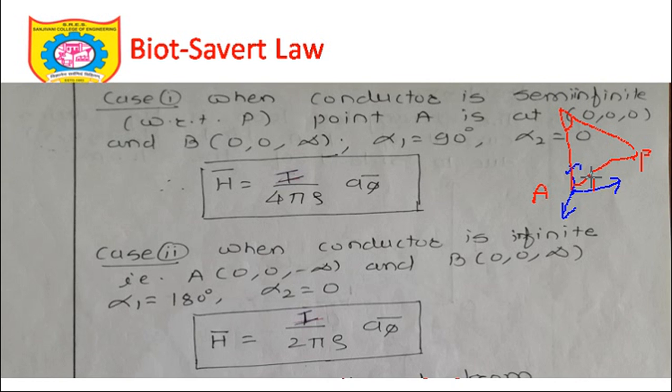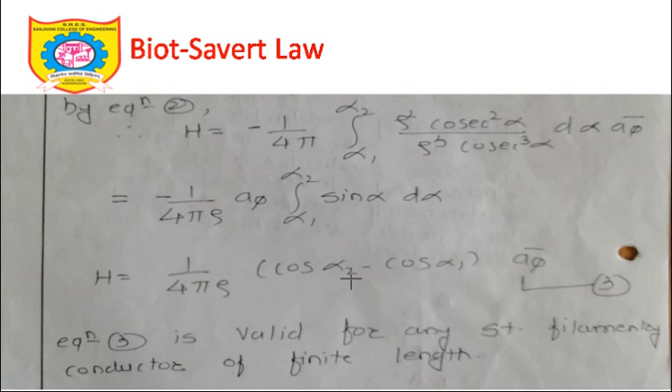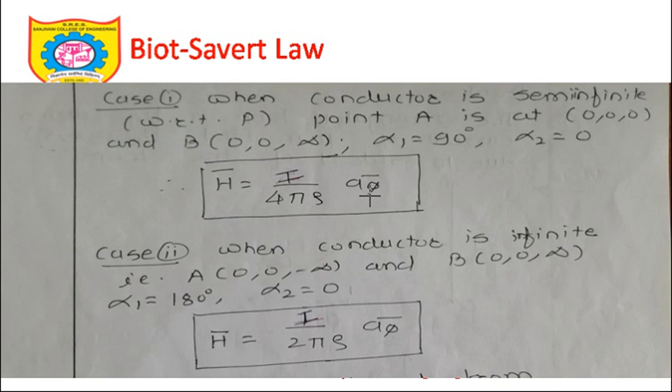Listen to me carefully. Alpha 2, I am going to get it as 90 degrees, since it is directly finite, semi-infinite; the angle made by this point A with the point P is 90 degrees. So if I put these both things here, alpha 2, which is the inner angle, is 0, so cos 0 is 1, minus cos alpha 1, cos 90, as what? Cos 90 is 0. So the final expression I will get is I upon 4 pi rho A phi bar. So this equation is applicable for the case of semi-infinite current distribution.